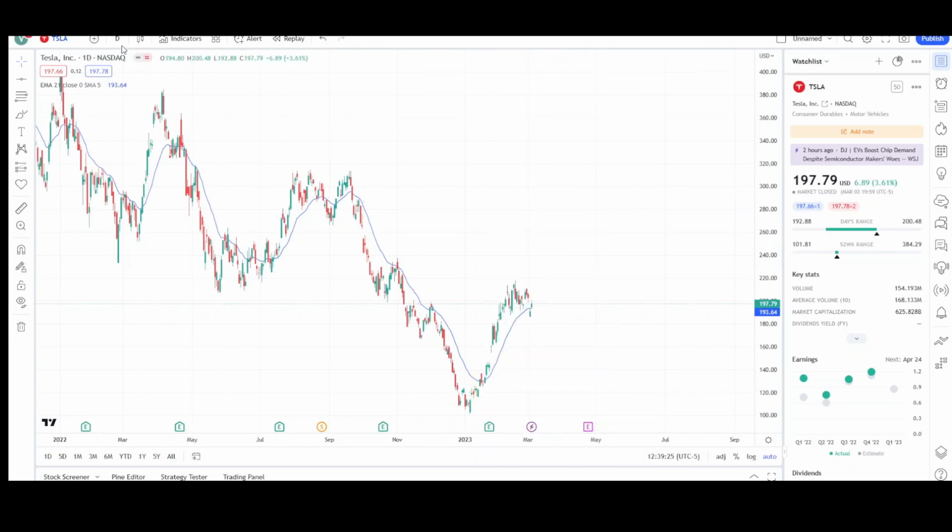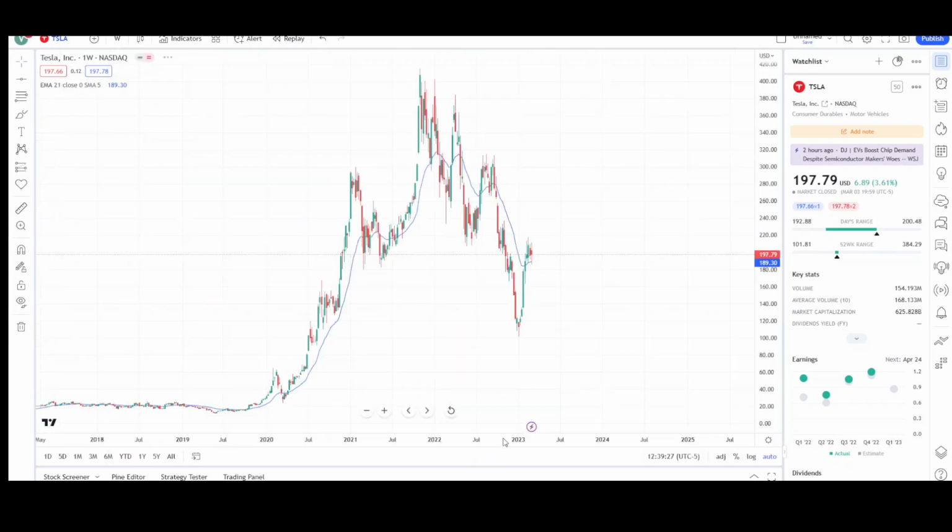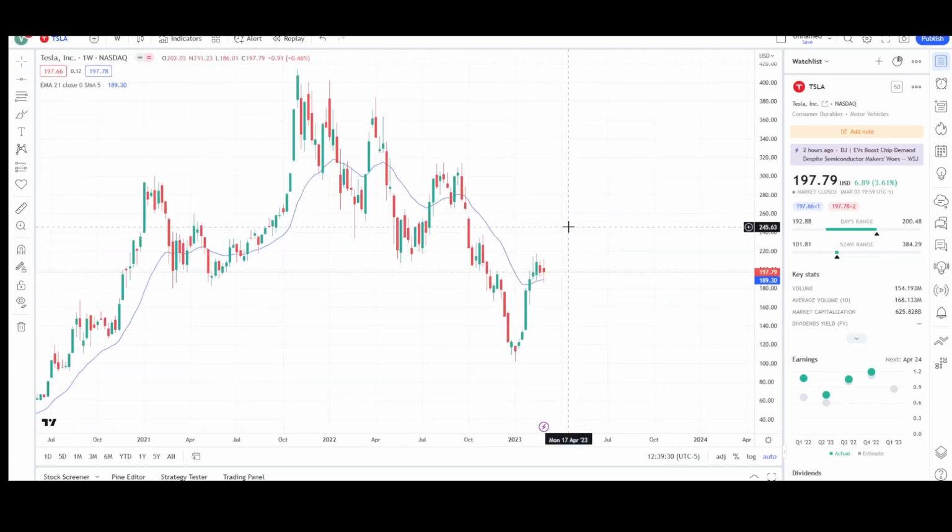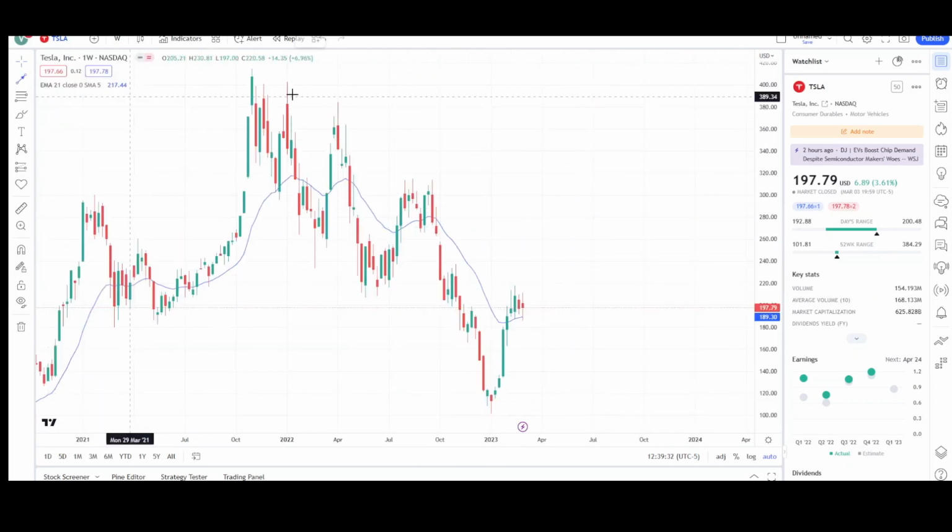Now let's take a look at the weekly chart. Let's take a look at the macro structure and the reason for this bounce up and probably the continuation of this bounce up.